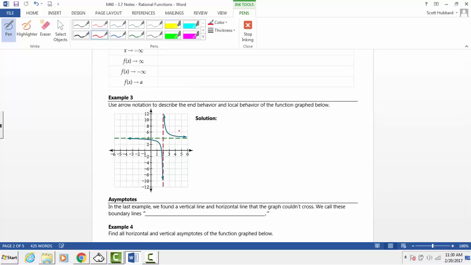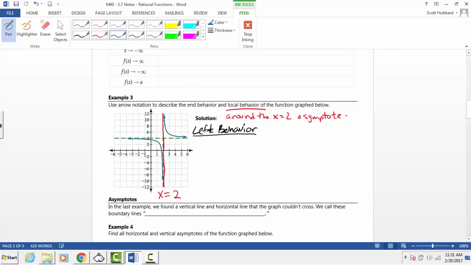So it looks like I have a vertical asymptote here, and that's at x equals 2. All right. So let's talk about, first of all, the local behavior, which would mean around the asymptote. So around the x equals 2 asymptote. Let's talk about the left behavior first. Around every asymptote, we'll have a left behavior and a right behavior. So let's take a look.